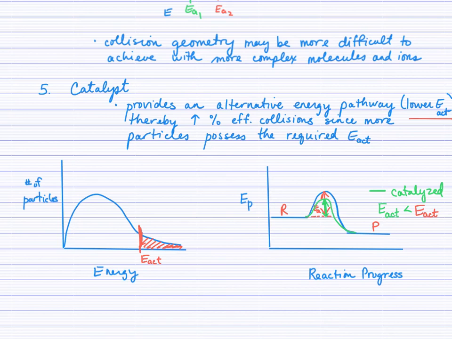If we lower the activation energy or provide an alternative pathway that has a lower activation energy, you can see that the area under the curve now for green is much larger. And so by increasing the size of the area under the curve, we've shown that more particles will have the activation energy to collide successfully. And so in summary, the catalyst affects the percent of effective collisions.